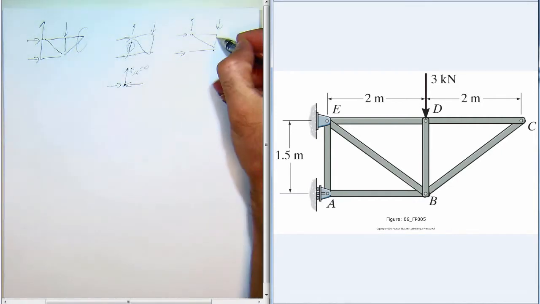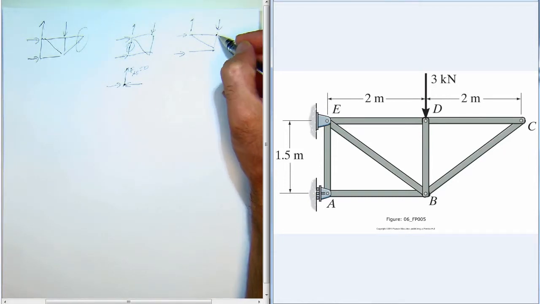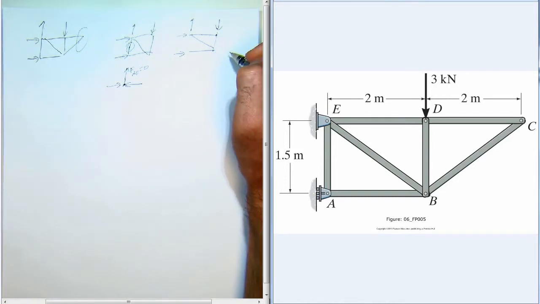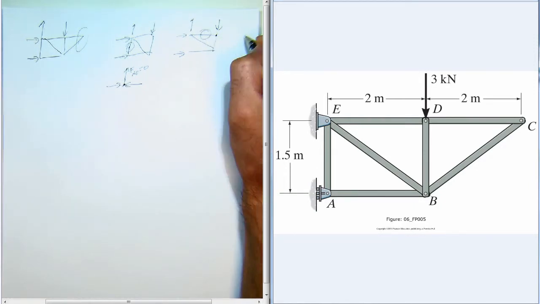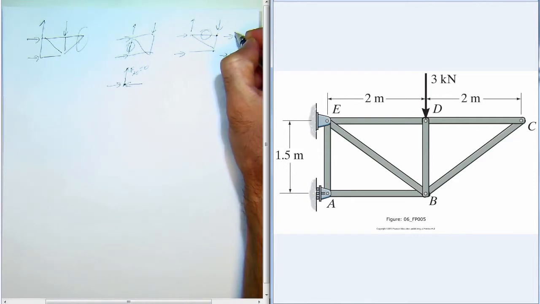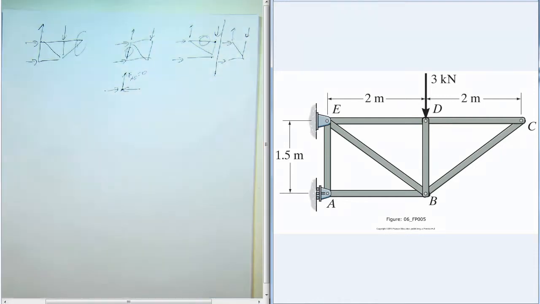Now we have the same situation here at point D. We've got two parallel forces and then another one that intersects that joint. So if we did force balance on D, then we would see that member DE has to be a zero force member, this one right here. So the only non-zero force members are shown now in this last figure. So member BE, AB, and BD.